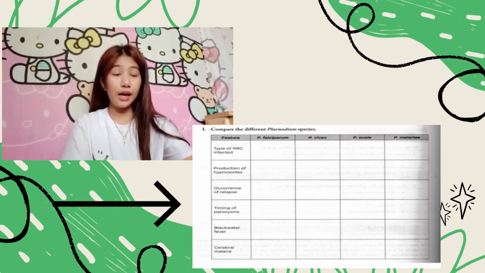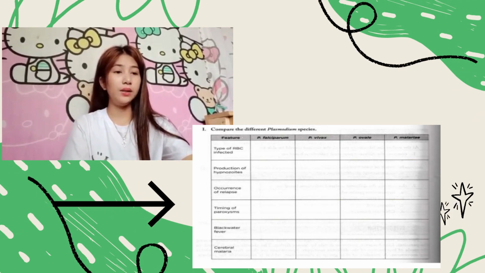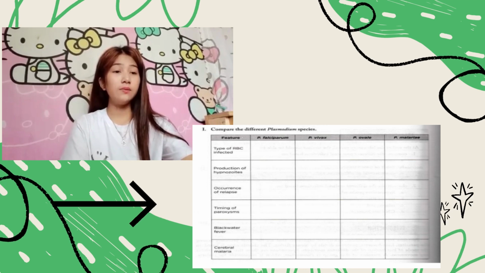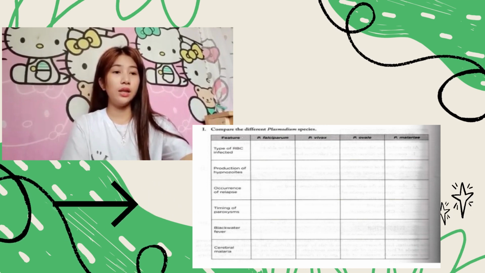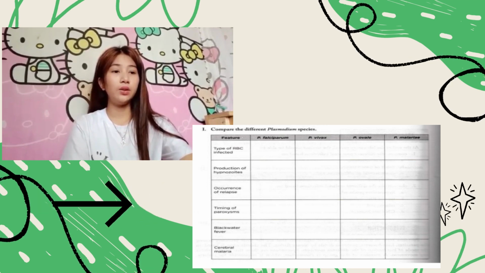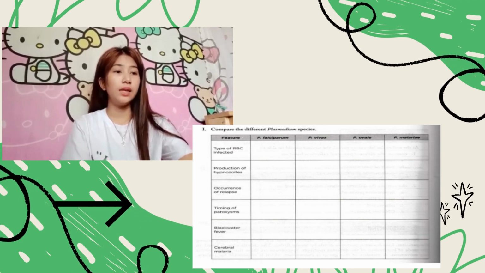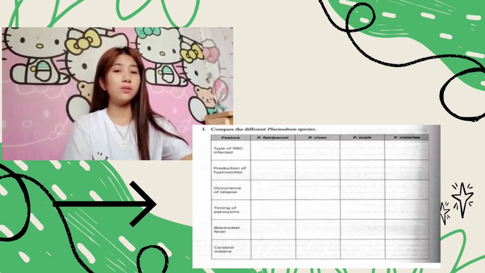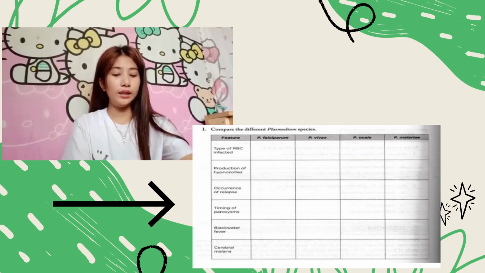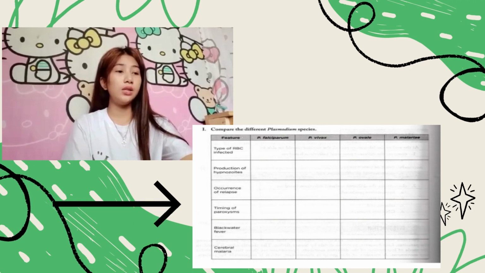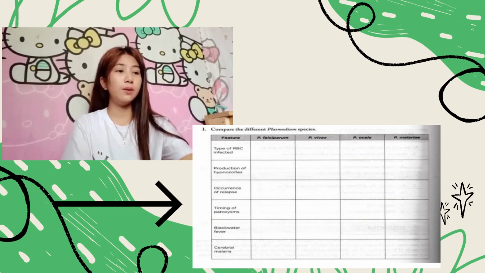For the parasite Toxoplasma gondii, the source of infection is ingestion of raw meat and contaminated water, while the mode of transmission is sharing needles by IV drug users and blood transfusion. The characteristic manifestation is chills, fever, headache, and fatigue.